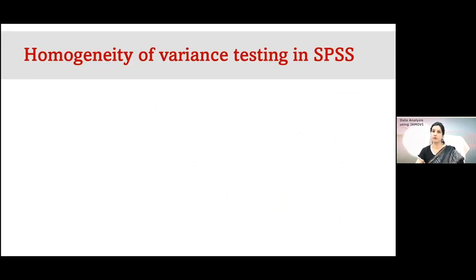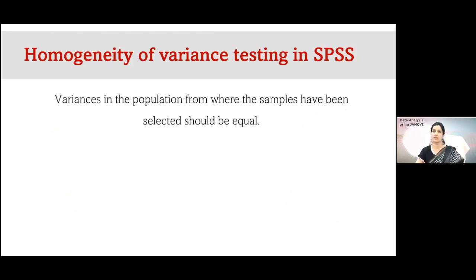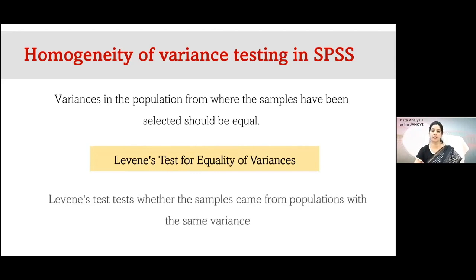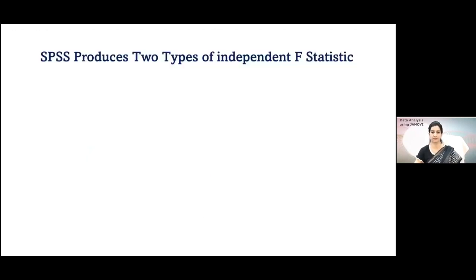So now how do we do the homogeneity of variance testing? Although it is written SPSS, the same is there with the jamovi. So we take the variances of the population from where we have drawn the samples and we test that they should be equal. And this is the assumption of Levene's test of equality of variance, which we have learned in the independent sample t-test. And the same concept holds true here, that if the value is more than 0.05, we say that the assumption of equal variances is met.